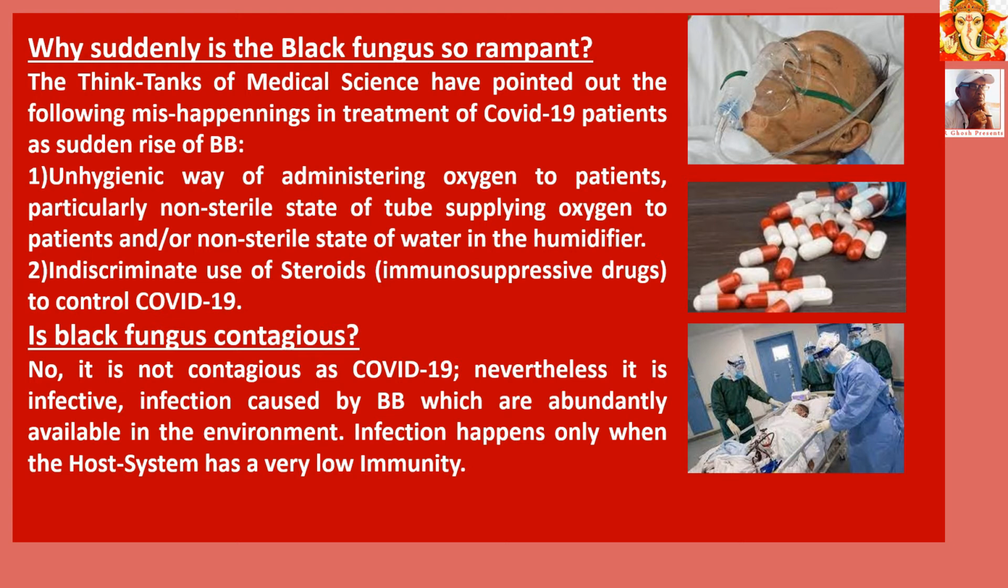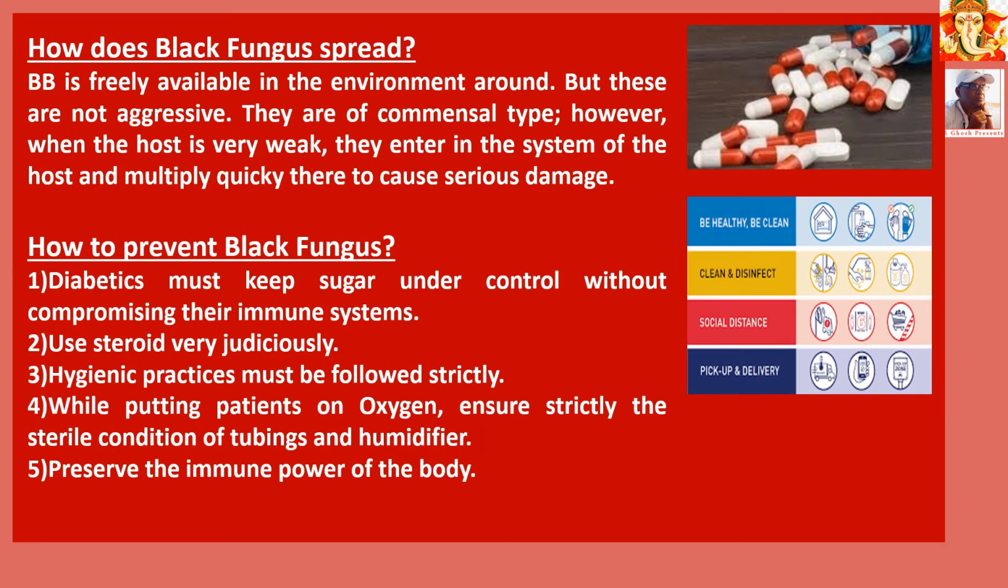We must understand that every system, that is our body, has some immune power. When this immune power is very, very low, then this commensal or opportunist agent, the fungus, comes to the surface and attacks the host. There are so many opportunists. Otherwise, they remain silent. How does black fungus spread? BB is freely available in the environment around, but it is not aggressive. It is of commensal type. However, when the host is very weak, it enters the system of the host and multiplies quickly to cause serious damage.